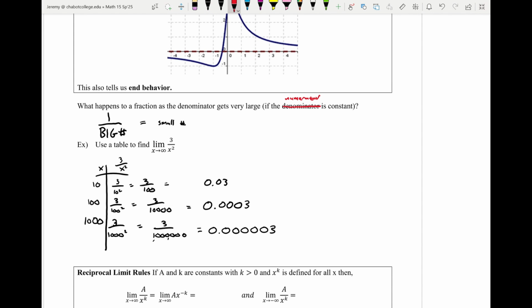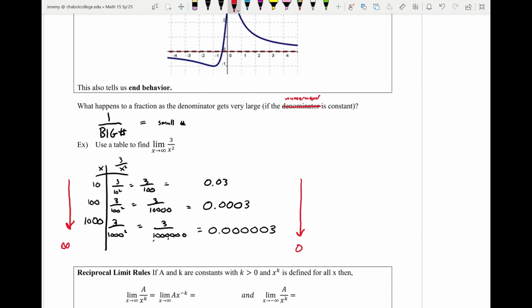Okay, so the inputs are going towards infinity, right? That's what we're trying to simulate here. What does it look like is happening to the output values? It looks like they're getting really, really close to 0. I can see that this decimal is just going to keep getting more and more zeros. It's always going to have a 3 on the end here. So I can see that this is just getting closer and closer to 0.